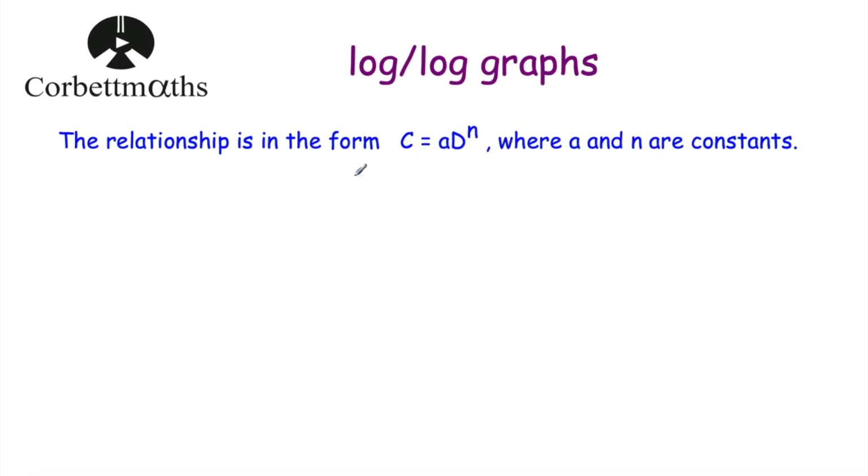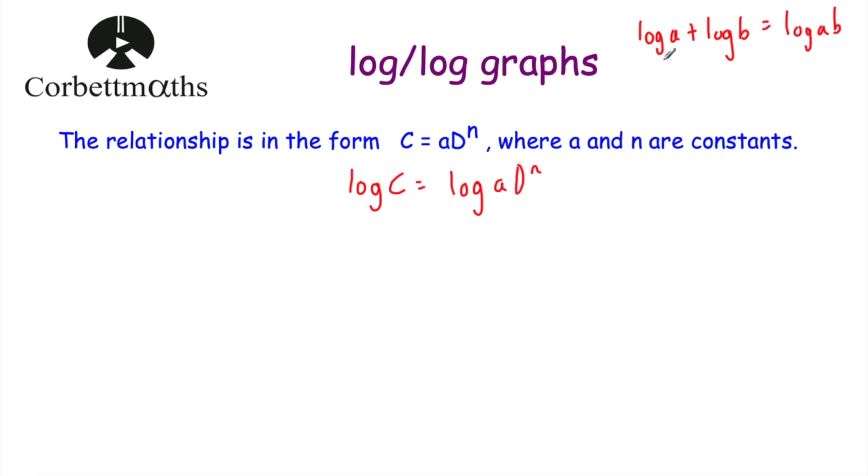If we take the log of the left hand side, we're going to get log C, and if we take the log of the right hand side, we're going to get log of AD to the power of n. Now if we think back to our laws of logarithms, log A plus log B is equal to log AB. So if we add 2 logs together, we can multiply the A and the B and it'll be the log of AB. So here what we can actually do is split it up. If we have log AB, we could split it up into log A plus log B. So if we have a look at this right hand side, we've got log of A times D to the power of n. So let's split this up.